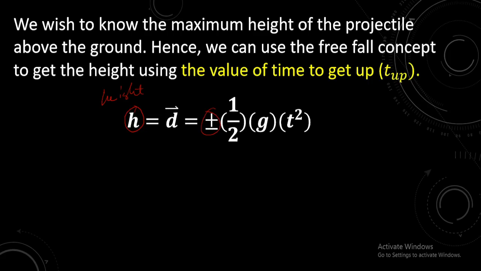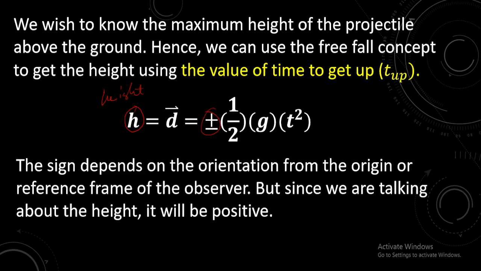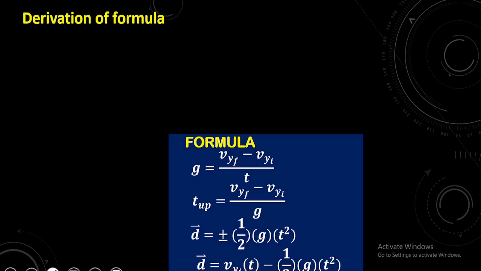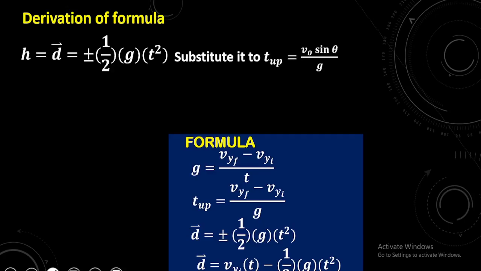I include the positive and negative because it depends on the axis where you are calculating. But most of the time we use the positive sign because the meter has an absolute value of positive. The sign depends on the orientation from the origin or the reference frame of the observer. But since we are talking about the height, it should be positive. So we'll start from that formula, and then we're going to substitute the value of t up here in t squared.